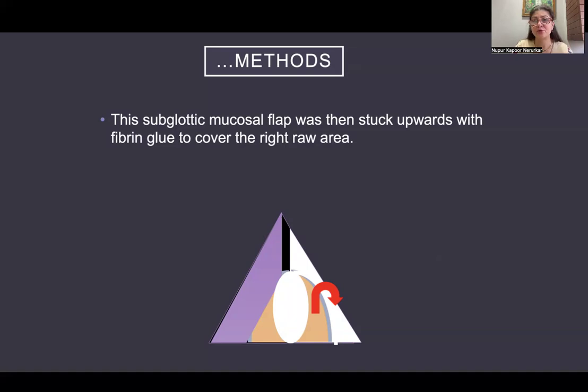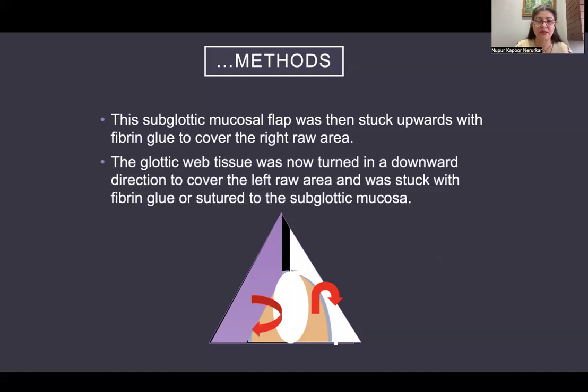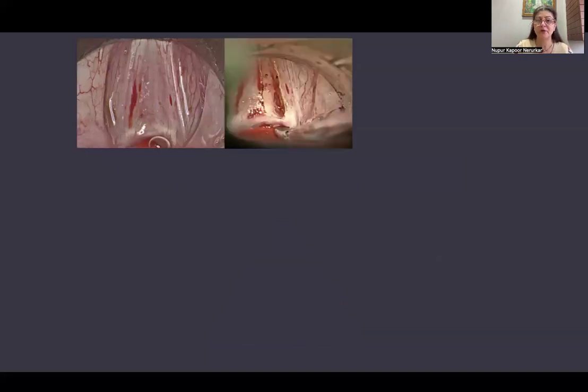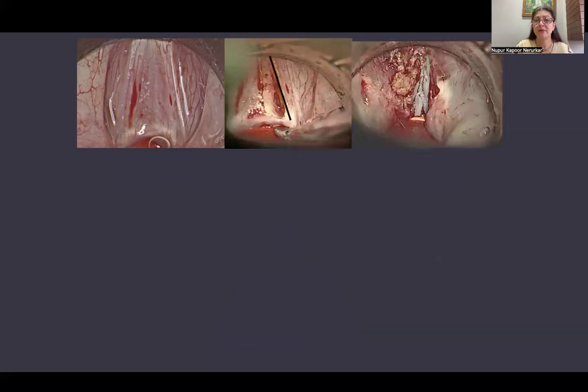It's more challenging to use suture. It's easier to use the glue in this situation. And the glottic web is turned in a downward direction from the right side and again stuck onto the subglottic mucosa. So here is an example of such a patient where an incision is made on the right side.